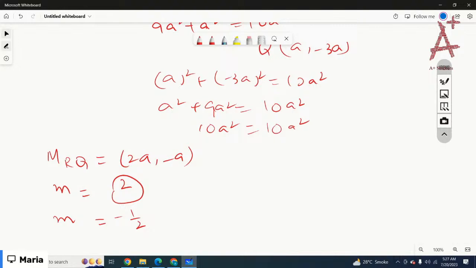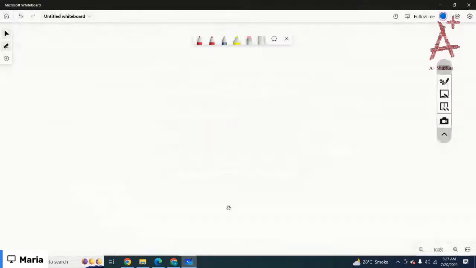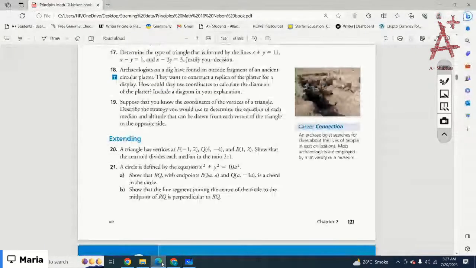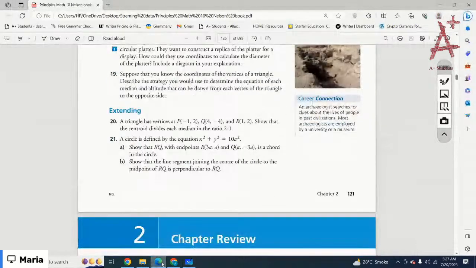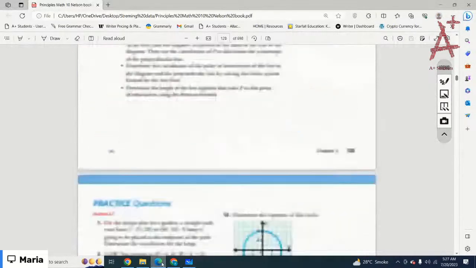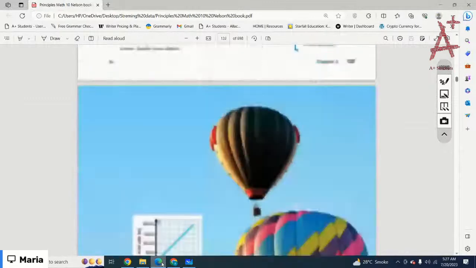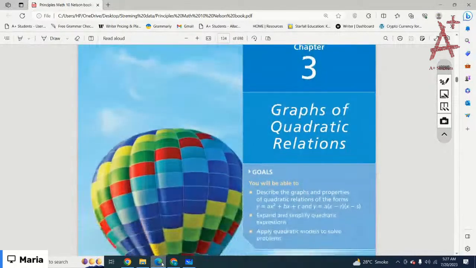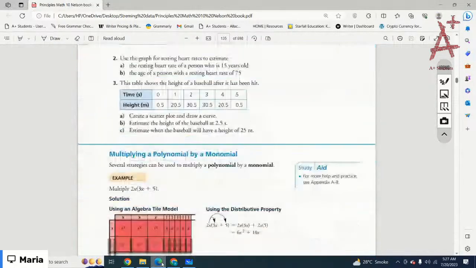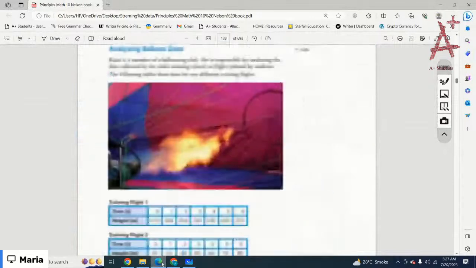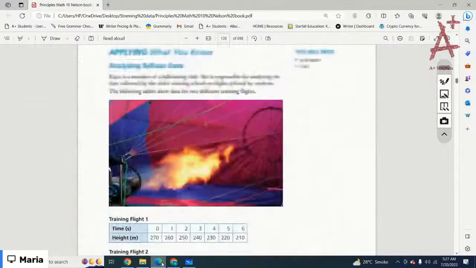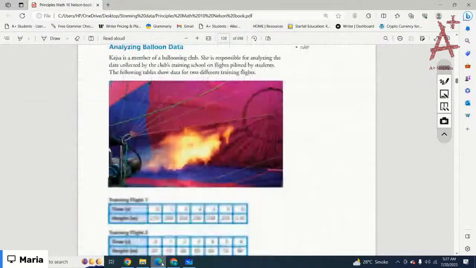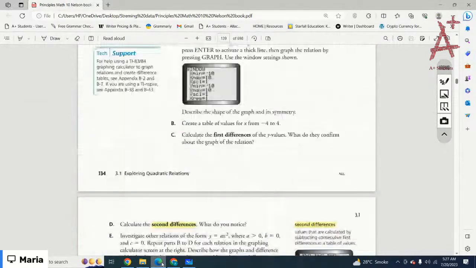Okay, we are done with chapter 2. Now I'm going to start chapter 3. So let's just start with the next chapter. It is graphs of the quadratic relations, a very important chapter to focus on. Let's just start with 3.1. Here it is.